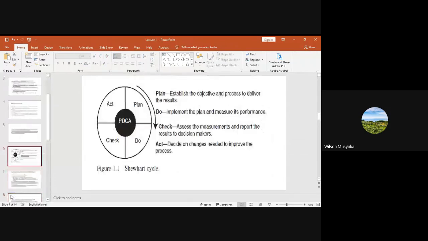And this is the Shewhart cycle, which was implemented by Deming in the 1950s, whereby there is the process of planning where you establish the objective and process to deliver the results. Then in doing, you implement that plan which you have established, and you measure performance during the execution. Then you check, and this involves the assessment of these measurements. Once you assess them, you report the results to decision makers. And then in acting, you decide on the changes that need to be made in order to improve that process all over. Because, as we will see, there are many different development processes and methodologies which are normally used for developing software and testing it. You need to get the best depending on which software you are developing and what your objective is.